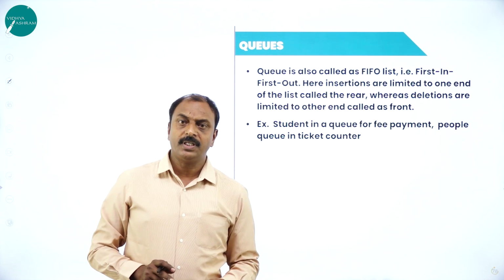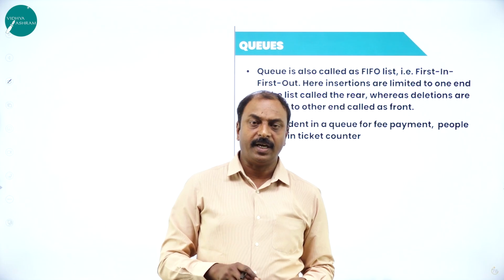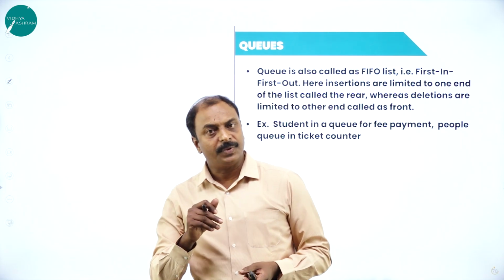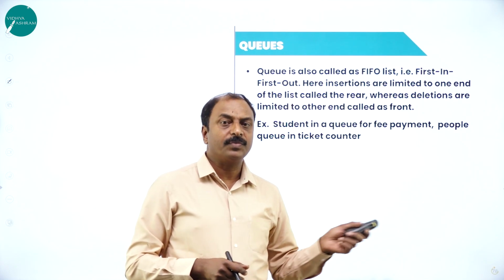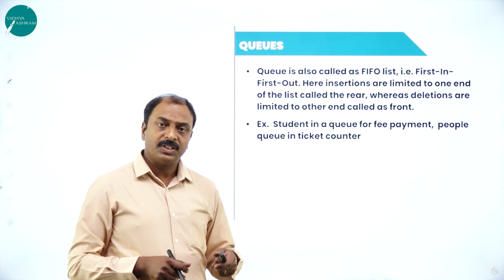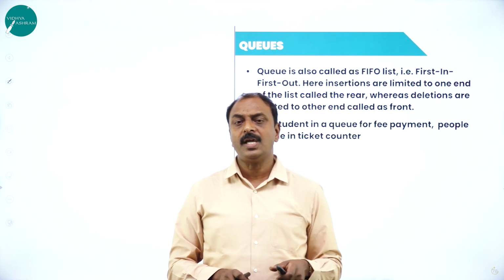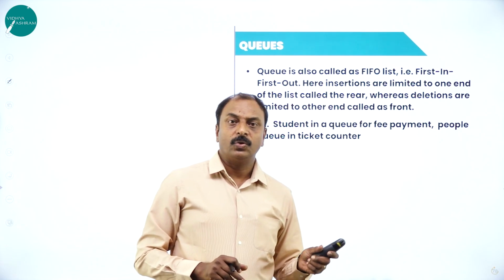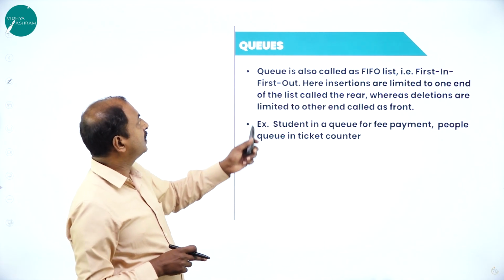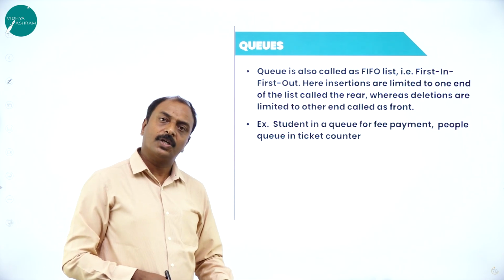So at a counter, whoever comes first in a queue will get the ticket. Then after purchasing a ticket, after getting a ticket, he will come out of the queue. That means first in, first out. Whoever comes in the queue first will be the first one to leave the queue. That is the concept of first in, first out. This is an example for queue.